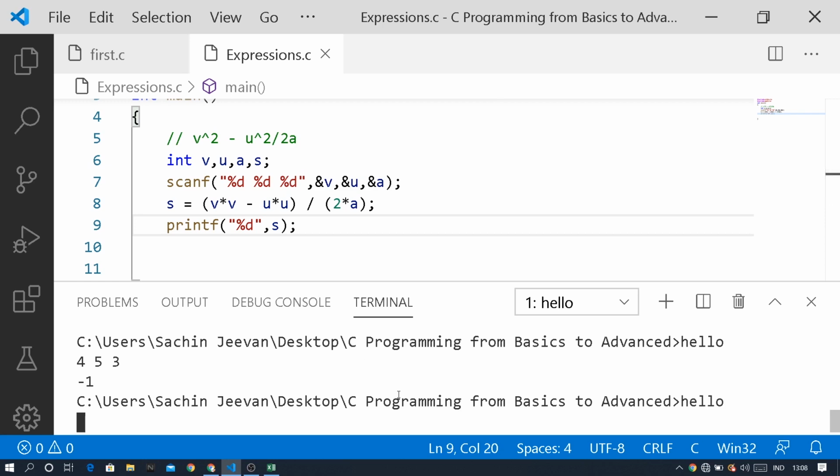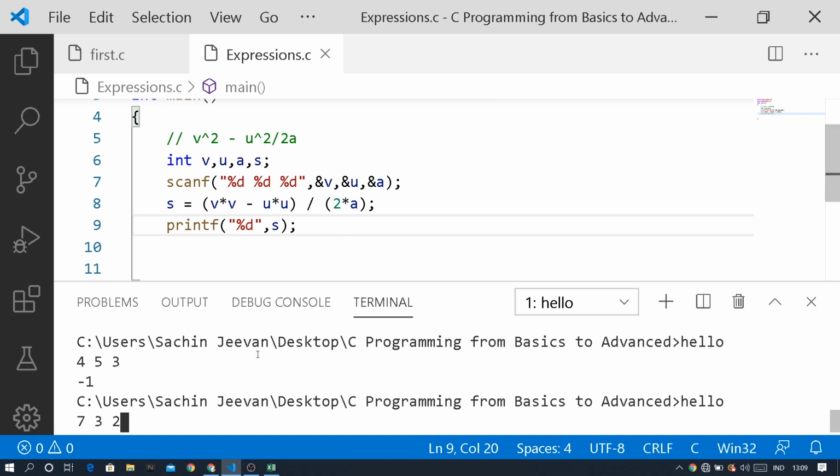So let us try to give positive values: 7, 3 and 2. It's going to be 7 square 49 minus 3 square 9. So 49 minus 9 is 40. 40 divided by 2 multiplied by 2 is 4.